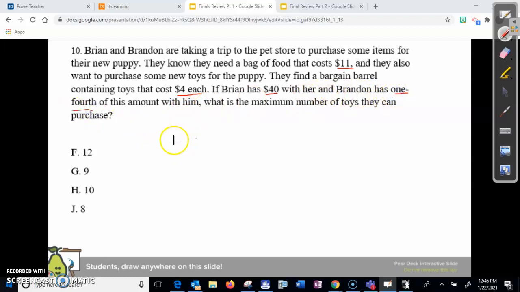So with that being said, they have $40 and then times 1/4 because that's how much Brandon is going to have. So 40 times 1, remember, make it into a fraction. 40 times 1 is 40. 1 times 4 is 4. If you divide this, that means 10. So that means Brandon has 10. So you're going to add 40 to 10, which means they have a total of $50.